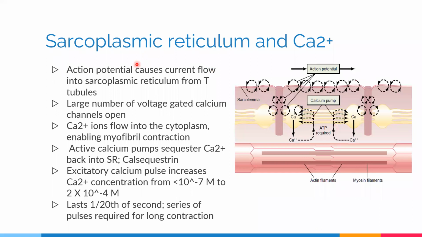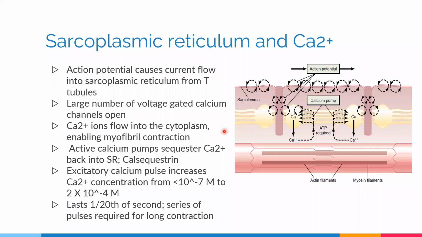Next, we will look into the role of sarcoplasmic reticulum and calcium ions. As action potential causes current flow into the sarcoplasmic reticulum from the T-tubules, it opens a large number of voltage-gated calcium channels. So the sarcoplasmic reticulum is essentially a storehouse of calcium ions, and depolarization of its membrane opens various voltage-gated calcium channels along it. The calcium ions now flow into the cytoplasm and enable myofibril contraction via the troponin-tropomyosin mechanism that we have already looked into.